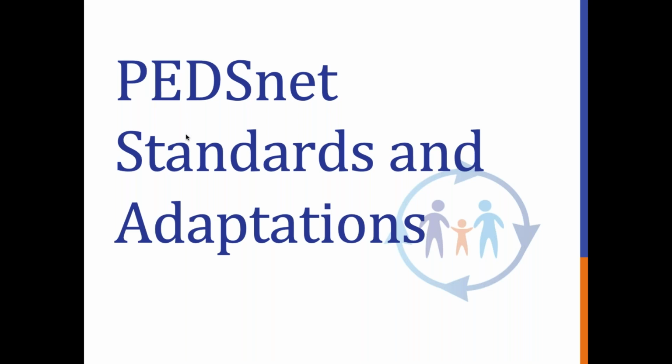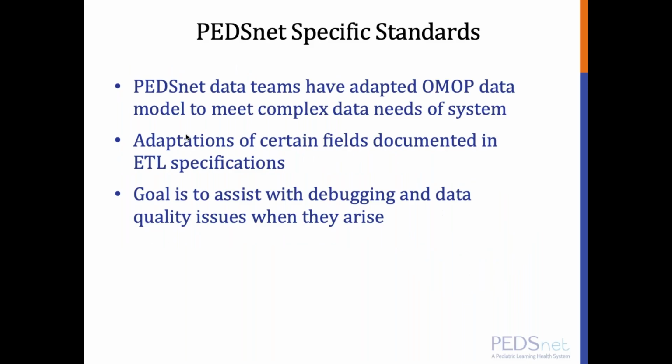Okay, so the next section, we talked a little bit just generally about how these tables are structured and the main tables that we use. The data model contains some more tables, and we'll go over those as well. But that provides a general overview of what those tables are and the semantics of them and the terminologies that are used. This section is going to talk a little bit about the specific standards or how we've adapted OMOP to fit PEDSnet needs and how that works.